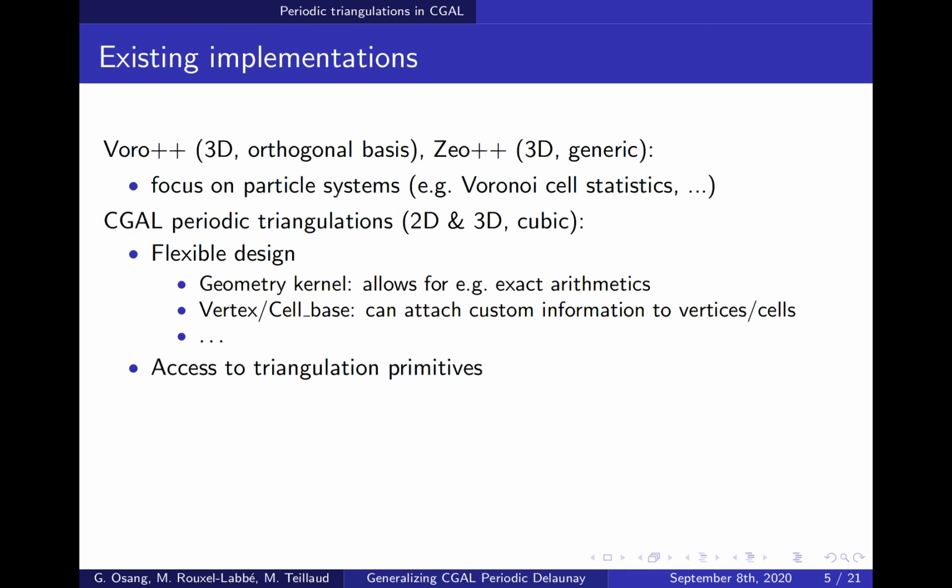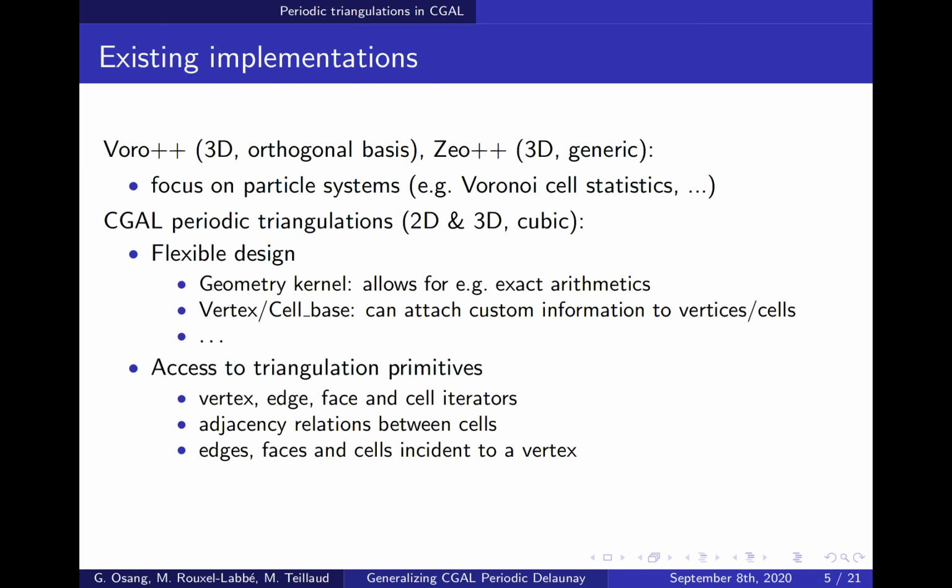And it also gives access to a lot of triangulation primitives. So one can iterate over all the vertices, edges, faces, and cells. And you also get adjacency and incident relations between cells. So for example, I could query which are the cells that are incident to a given vertex and enumerate those.